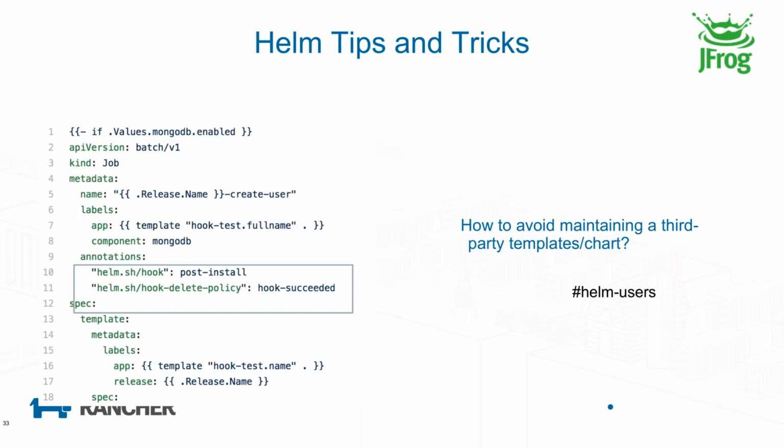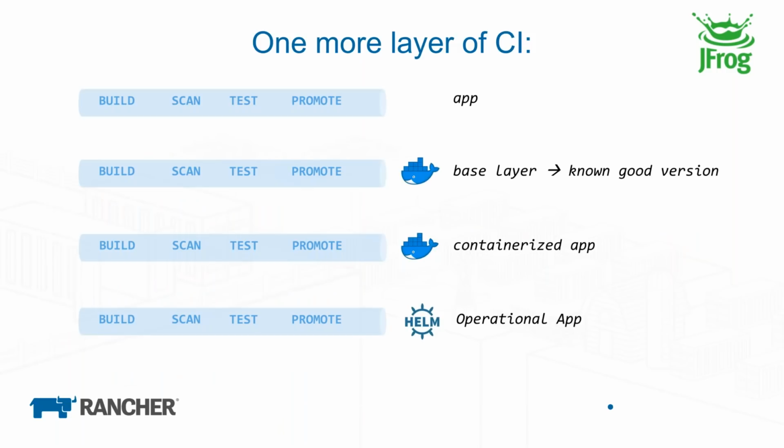By having these post-install hooks, right? So we run a script after somebody else's Helm chart runs, and that script then goes out and does the minor modifications to the environment that we require. And of course, the script is then maintained by us. So Helm is pretty cool, but it does add another level of CI.